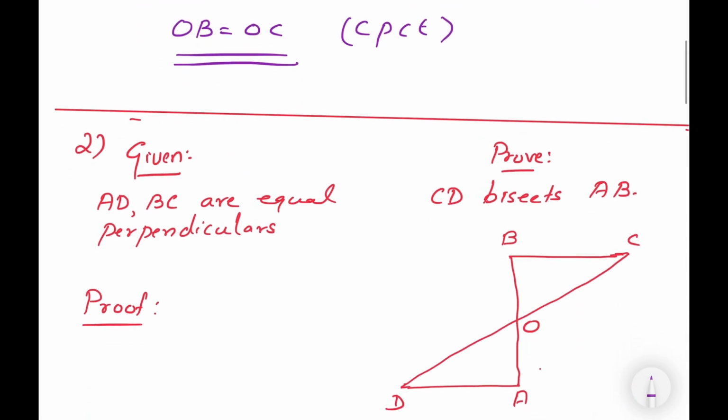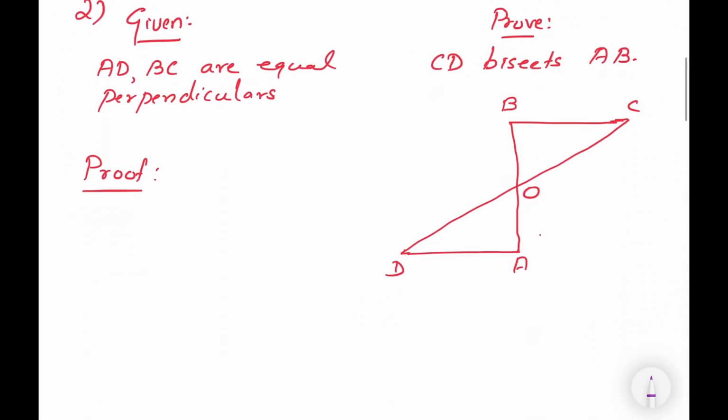Now, we will go to the next problem. Here it is given AD and BC are equal perpendiculars. AB is a line segment, AD and BC are equal perpendiculars. That means here it is 90 degrees and they are equal perpendiculars. That means angle B equal to 90 degrees, angle A equal to 90 degrees. Also the perpendiculars are equal, that is BC equal to AD.